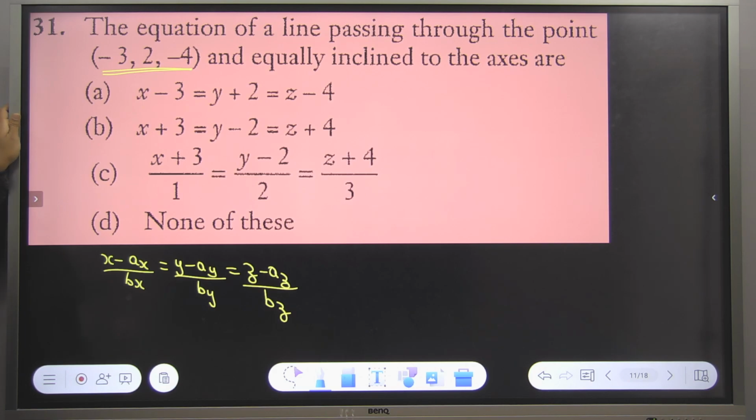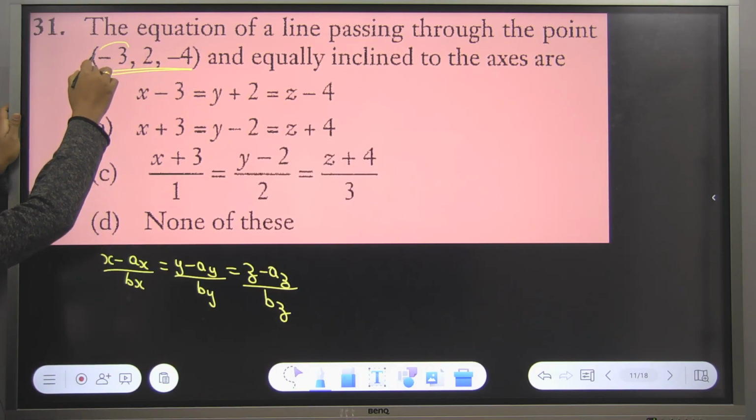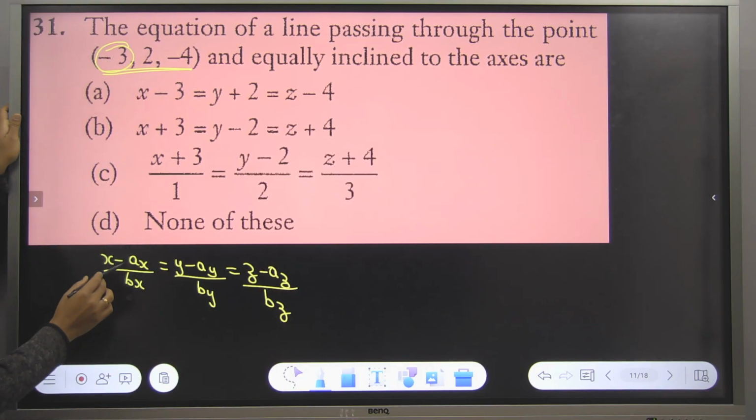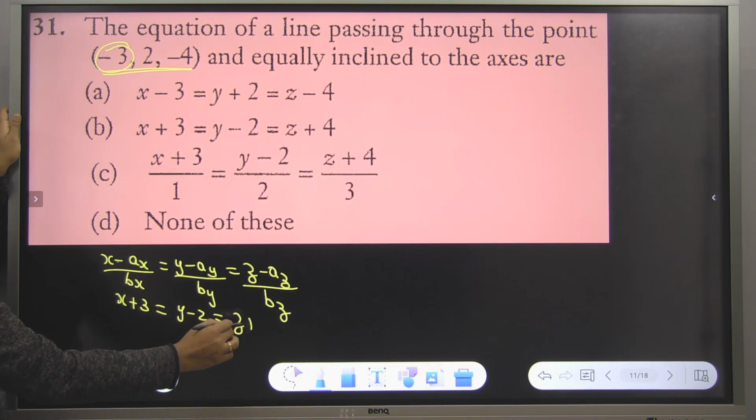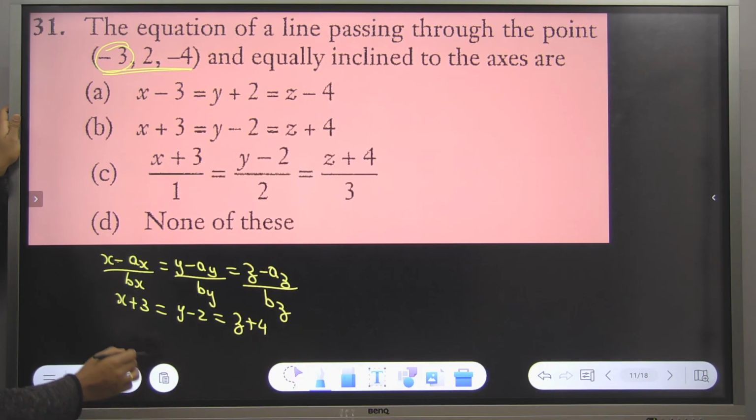Tell me, students, how are you going to fix what is ax? How much is ax? Minus 3. Here, if we put minus of minus, what do we get? Minus of minus 3 is plus 3. So you'll get x plus 3 and y minus 2, z plus 4.